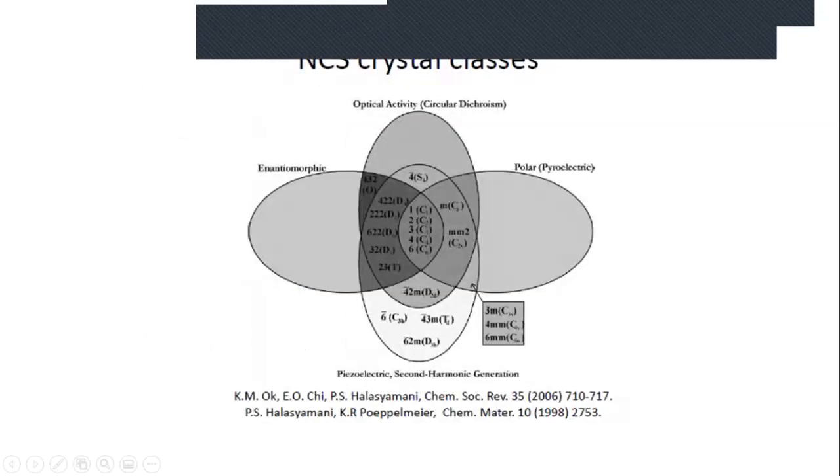And so just to explain just a little bit about non-centrosymmetric crystals, they have different types of properties. So depending on the type of space group it's in, it can be enantiomorphic, it can have optical activity, it can be polar, pyroelectric, or piezoelectric. So non-centrosymmetric crystals are important because they exhibit unique properties as well.